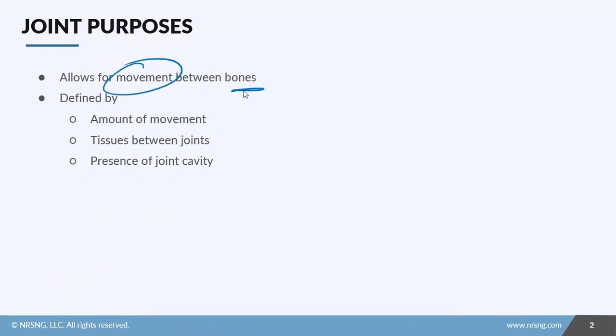And as we get going through these joints, we need to think about what the important parts of a joint are. We need to look for potentially the amount of movement in between the two bones. We need to look at the tissues between the joints. Also, we need to see if there's a presence of a joint cavity, and that's going to give us more information about how the bones are supposed to move either separately or in unison.